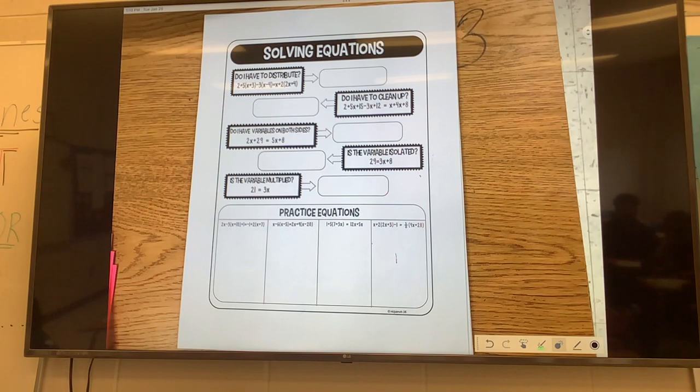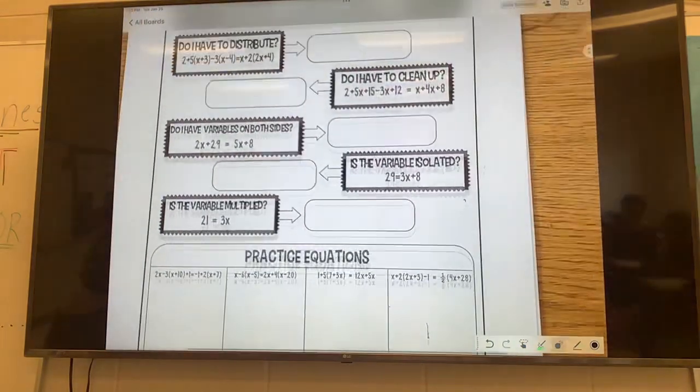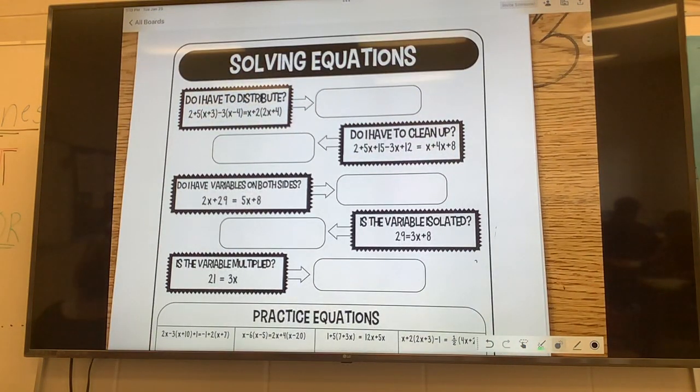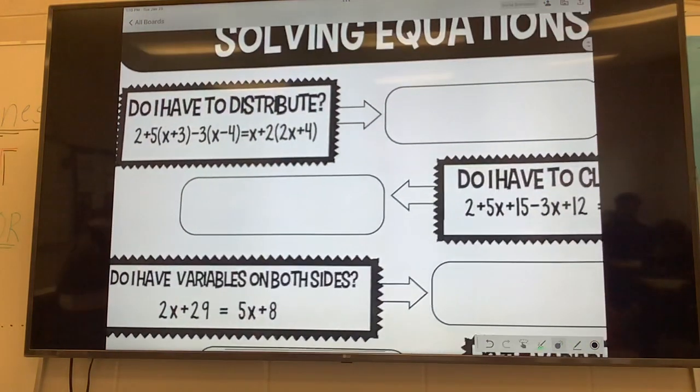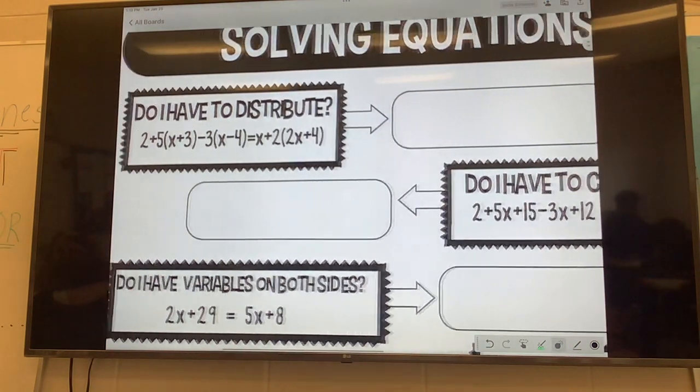So we're doing multi-step equations, of course, and I like this graphic organizer. I like this one better because it tells you first, do I have to distribute? Well, if you see parentheses there, then you have to distribute. And distribute means to multiply.